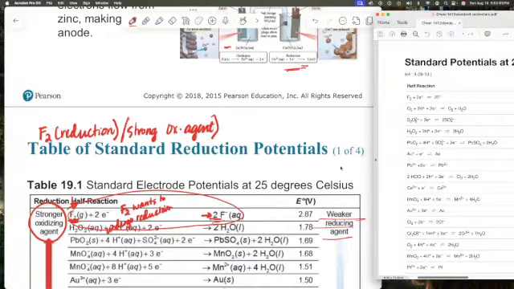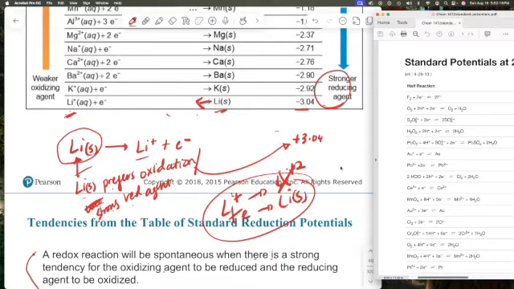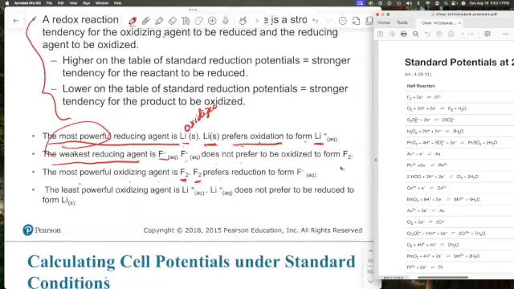So that's the one that produces the stronger oxidizing agent, but the reverse will, of course, not be preferred. It's the forward reaction that's preferred. And then this one here is the reverse reaction that's preferred. Hopefully that's making sense. Then here, the most powerful oxidizing agent is F2. F2 prefers reduction to form F minus. And then we have the least powerful oxidizing agent is Li plus, and Li plus does not prefer to be reduced to form Li solid, like I explained before. So I'm going to move on from here.